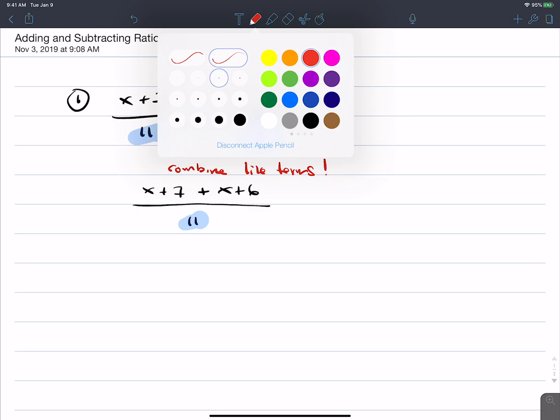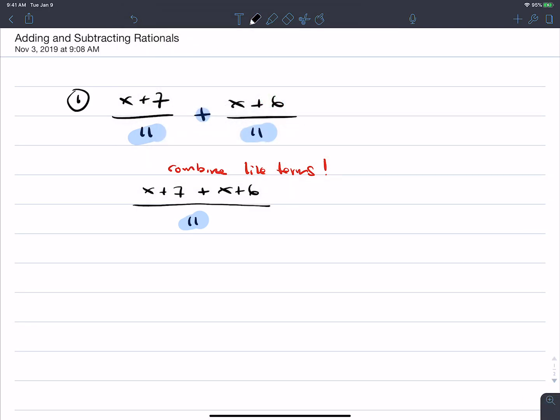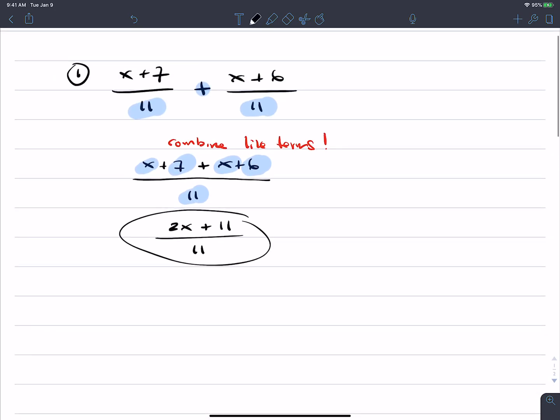And so we have x plus x will give us 2x. And then 7 plus 6 will give us 11. Now this is both over the 11. And we're done because if we notice that the numerator can't be factored, it is not factorable, then there's nothing left for us to do here. We can't simplify this rational. And every answer must always be simplified, and this one is done.